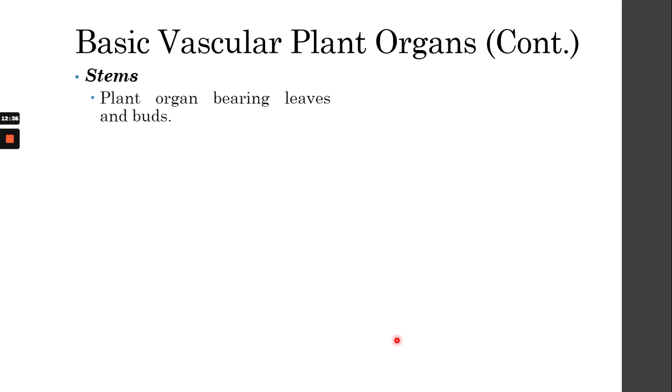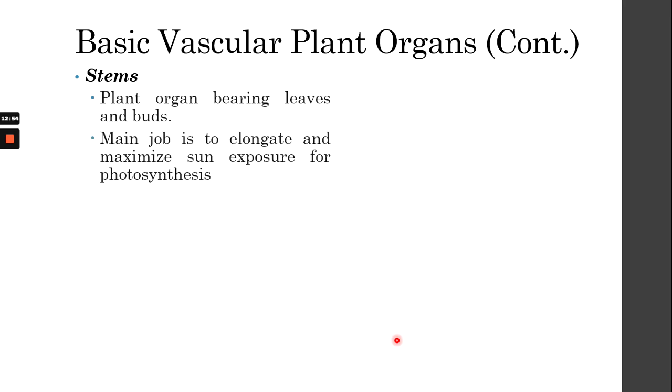The main function of the stem is to bear leaves, or it's the organ that bears the leaves and the buds of the plant, and you usually find the stem on the shoot system of the plant, or the portion that is found above the ground. So its main job is to elongate and maximize sun exposure for photosynthesis. Again, like you've mentioned, the shoot system of the plant is designed in order to utilize carbon dioxide and the sun energy or the sunlight for photosynthesis.